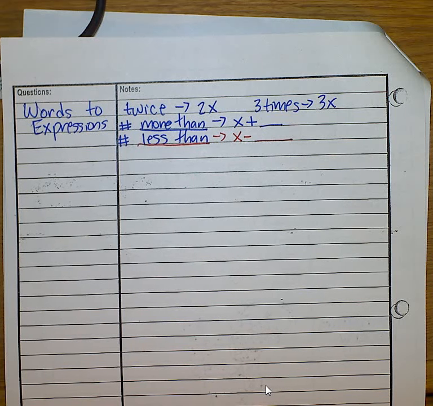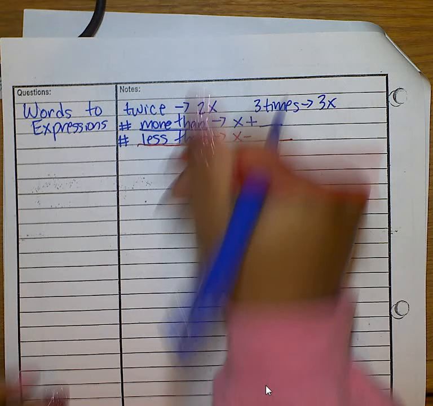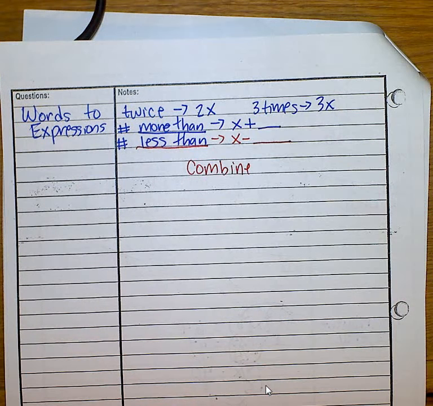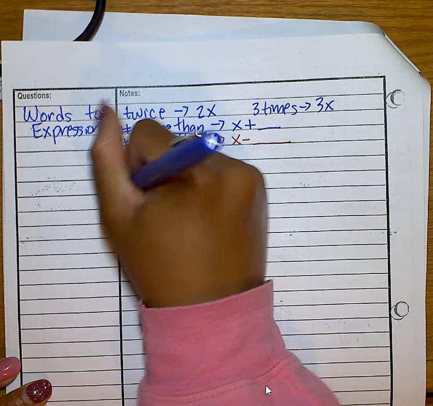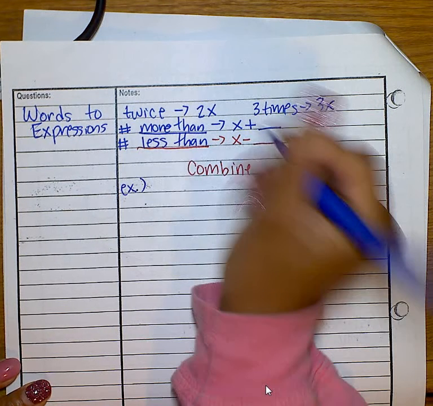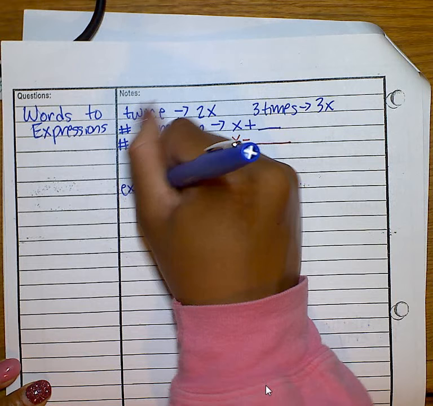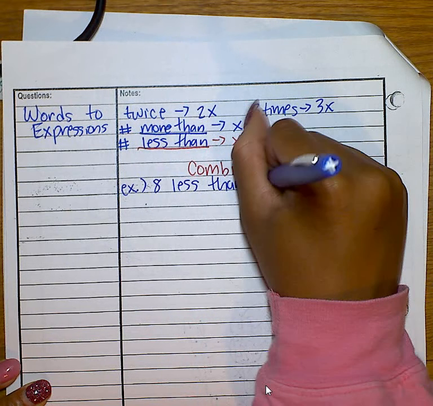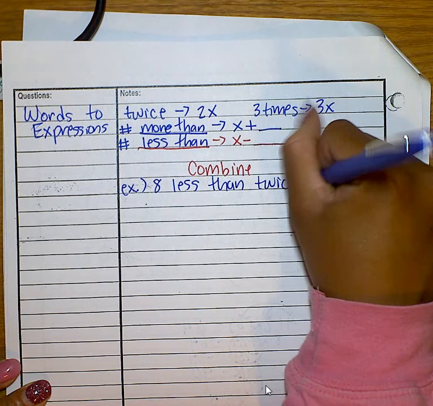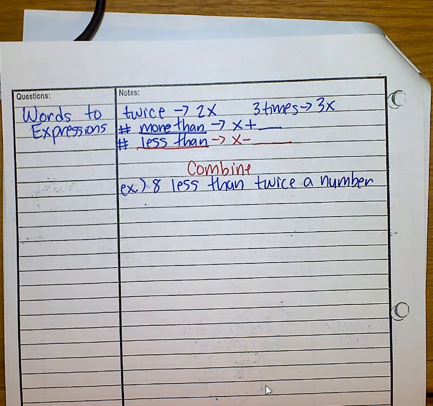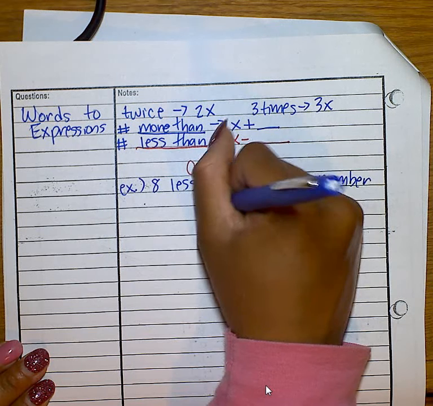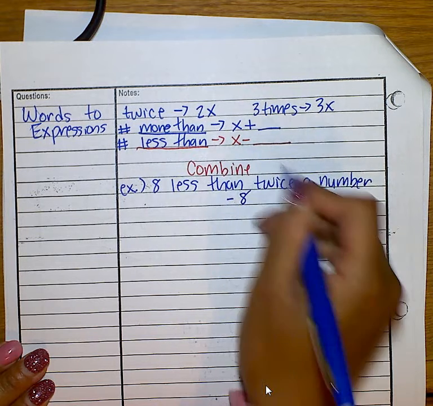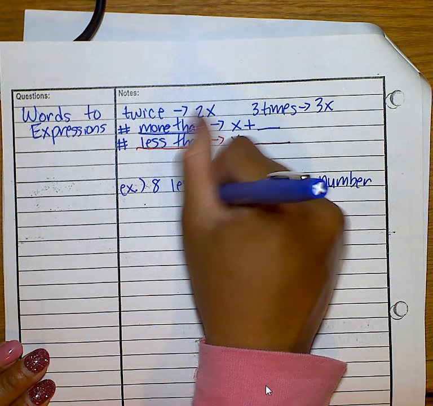Oftentimes, you'll see these two different things combined. So then sometimes they'll say, for instance, for example, 8 less than twice a number. In this instance, you will have 8 less than, so you know you're going to be subtracting 8. But then it says twice a number. So twice a number, remember, is 2x. So we need to make sure we do 2x minus 8.